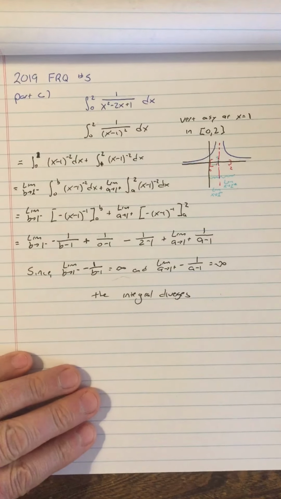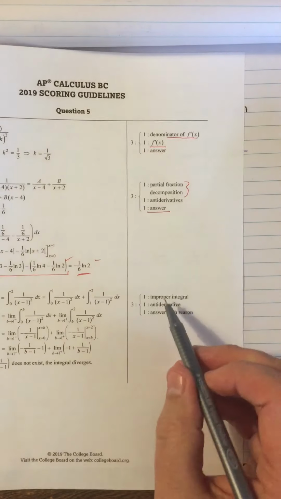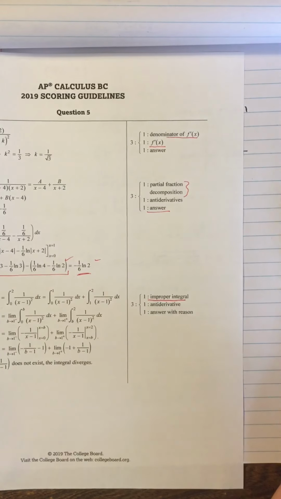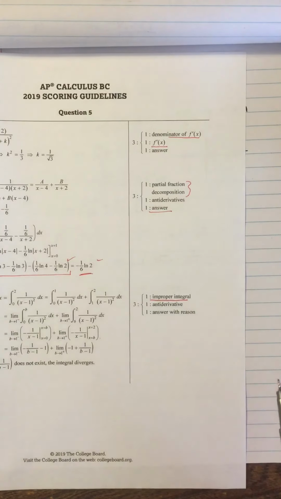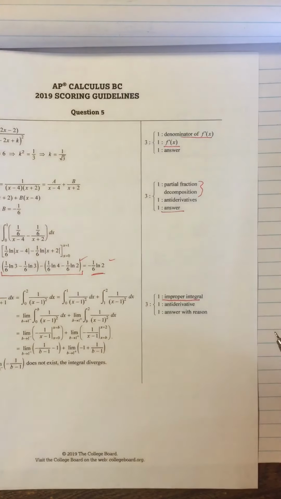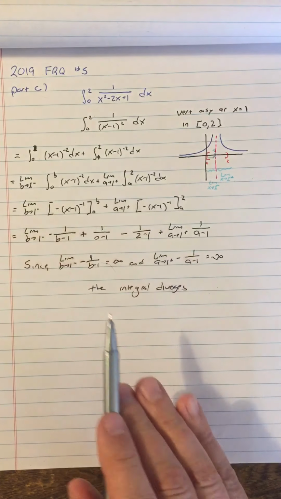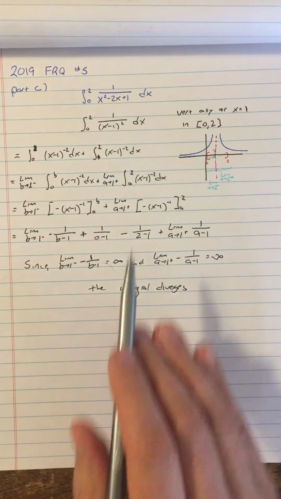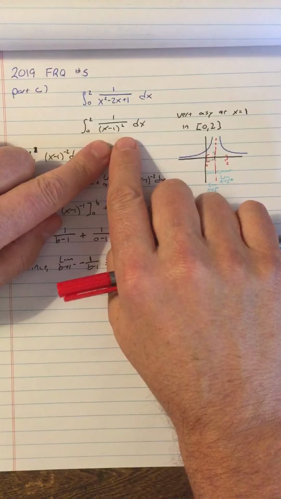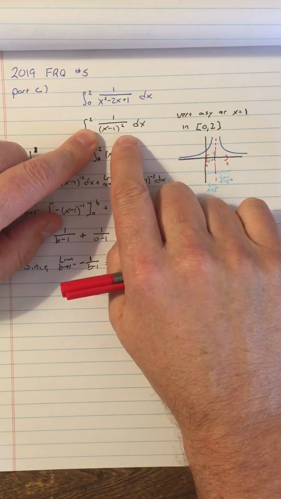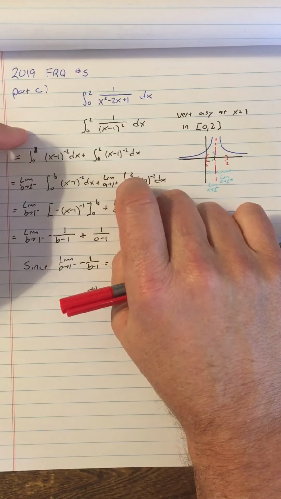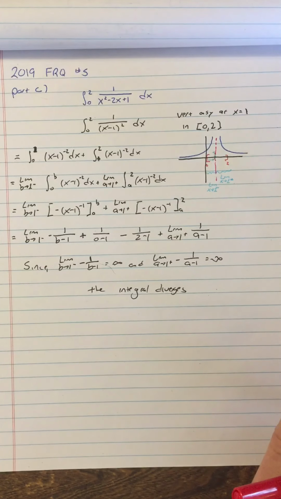And then for part C, all right, so I get 1 point for improper integral. I'm not sure exactly what that means, but I think that just means recognize that it's an improper integral, so break it up and do some limits. If you did this integral and you didn't know it was improper, and you just did an antiderivative and plugged in the 2 and the 0, you would get an answer. You would get the answer -2.